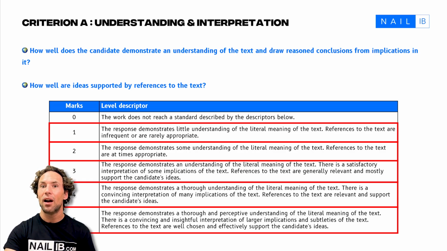Likewise, in this section, our references to the text may not be quite deep enough. So yes, we have some. They're beginning to support our interpretations, but they're not yet fully developed. Or we're quoting passages from the text, but they may not always relate to the analysis that we're trying to put across or support our arguments effectively.